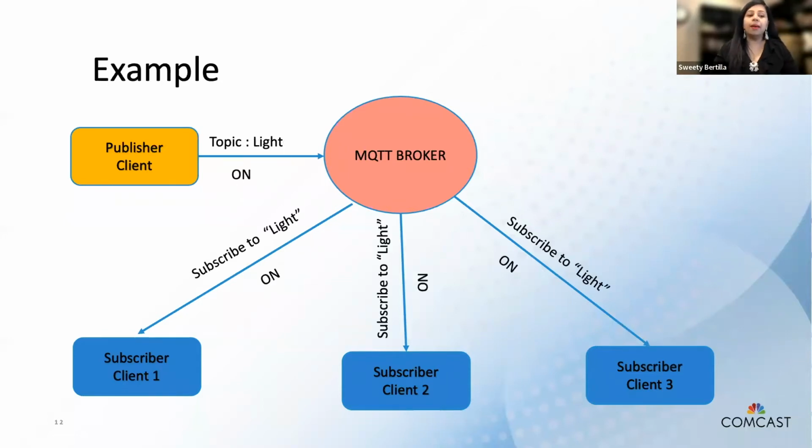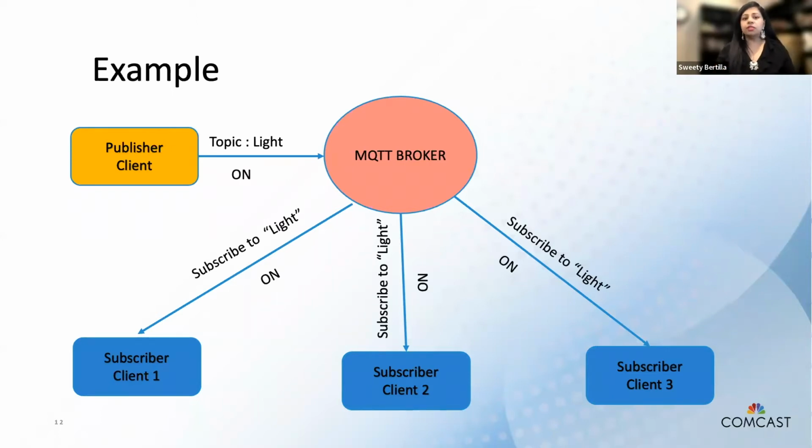Let's look at an example here. Let's look at a simple example. There's a topic called light. Client 1 may be an Android client, client 2 an iOS client, and then there's a web client. All of them are subscribing to this topic called light, saying that any message that comes for this topic, I want to listen to it. The MQTT broker takes this and says, okay, you're valid clients to subscribe to this topic, so I'm going to take it into account and make sure that you receive those messages.